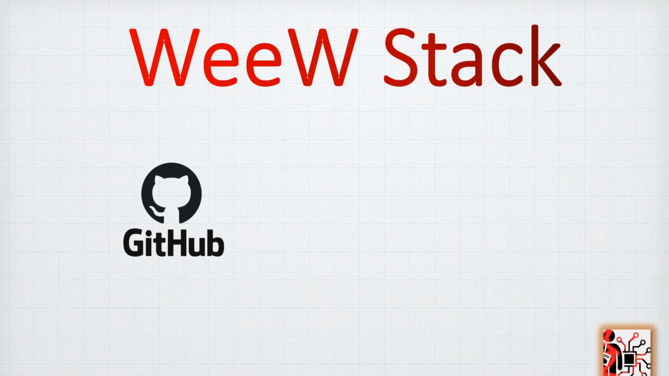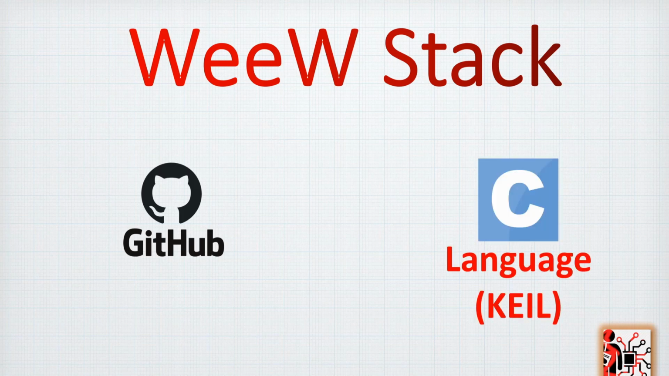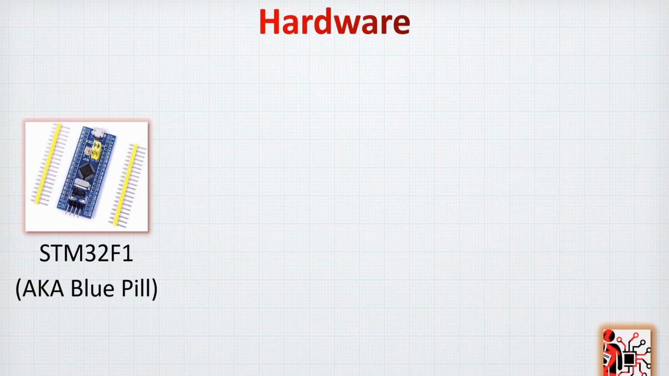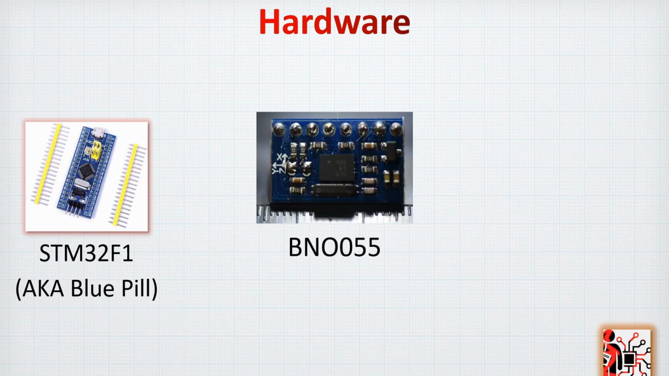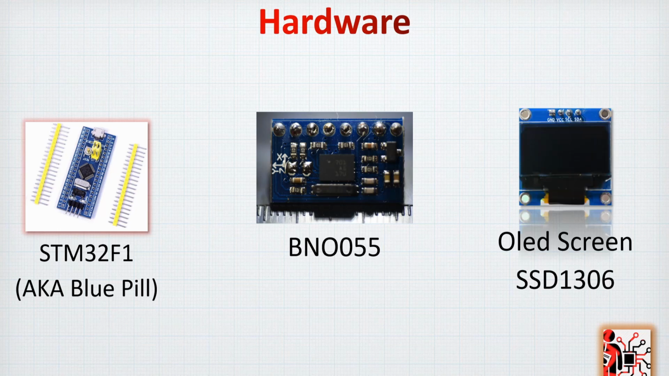As usual, the code that we are going to share today is available on GitHub. You can find the link in the description below. We are going to use only C language, and the program that we are going to use for coding is Keil version 5. The hardware that we are going to use is the STM32F1 aka Blue Pill, the BNO055 Chinese board coming from AliExpress, and finally the OLED screen SSD1306.